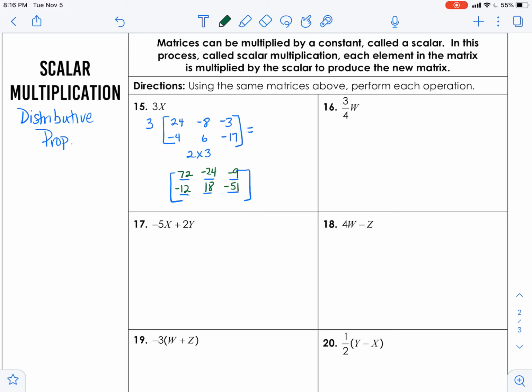So let's go ahead and, so 16 would work the same way. You're going to take 3/4 times whatever is in W. Leave those as fractions or mixed numbers if you would on that. Do not do decimals if you have to do any rounding.